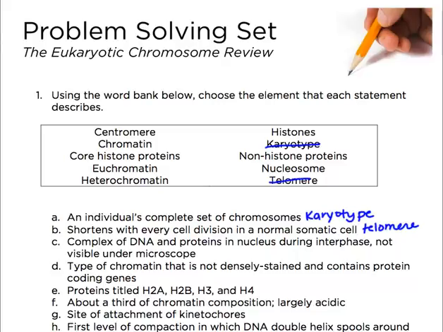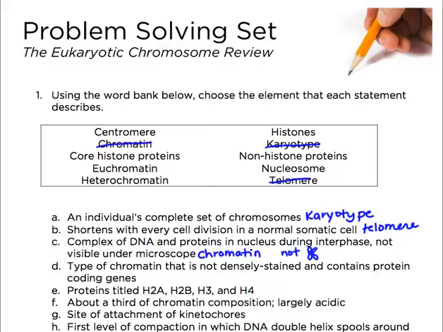C. Complex of DNA and proteins in the nucleus during interphase, which is not visible under the microscope. So this is just general chromatin. And when chromatin isn't compacted into that highly compact radioscaffolding, you can't see it under the microscope, and it's not those chromosomes that we normally draw. So it's not looking like this, which are the chromosomes we normally draw, and you can't visualize them under the microscope.